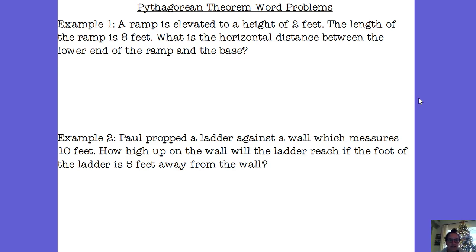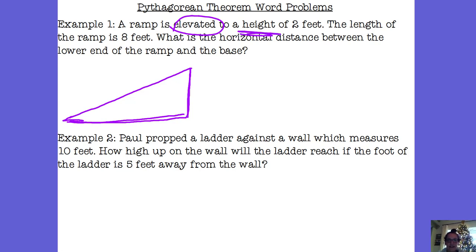So a ramp is slanted, and here's the ground. So the ramp starts at the ground and goes up. So it's elevated, that's a key word, elevated to a height of 2 feet. Really, height is the key word. So it goes up 2 feet. The length of the ramp, so this is like the actual ramp itself. So here's our actual ramp. The length of the ramp is 8 feet.